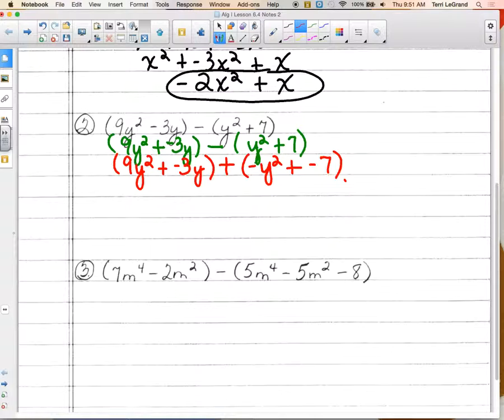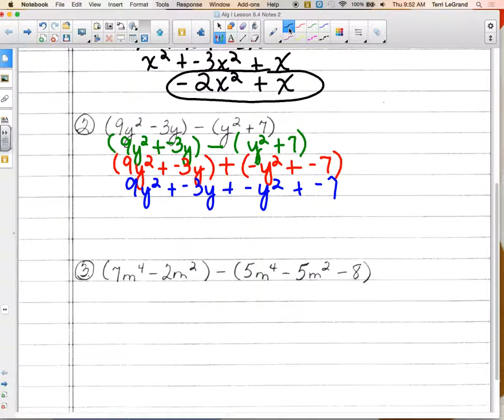And now we're ready. We have it as an addition problem we can do as we did yesterday, which was drop the parentheses. So we have our 9y squared plus negative 3y plus negative y squared plus negative 7. Let's turn it into an addition problem of all monomials. Okay, now we can rearrange and have our like terms.